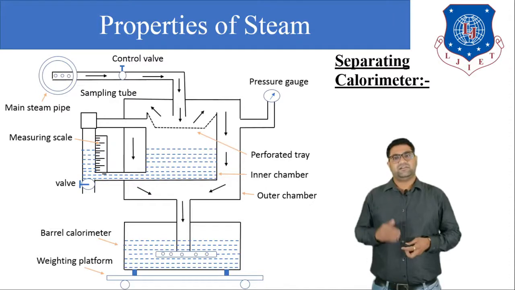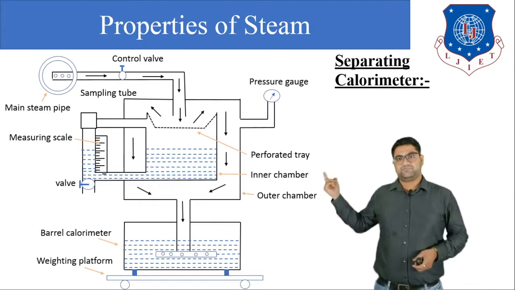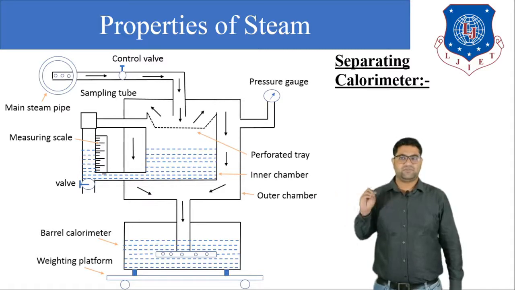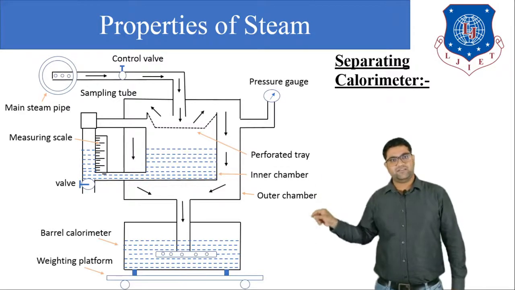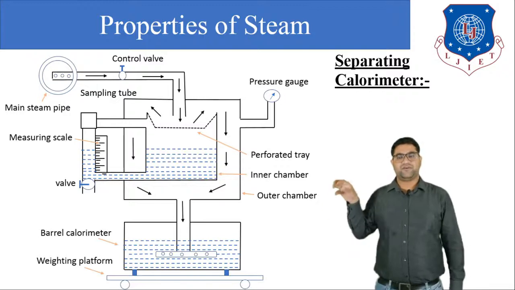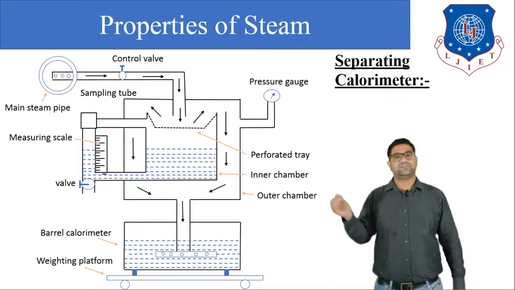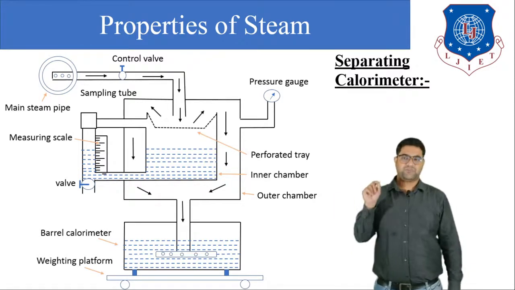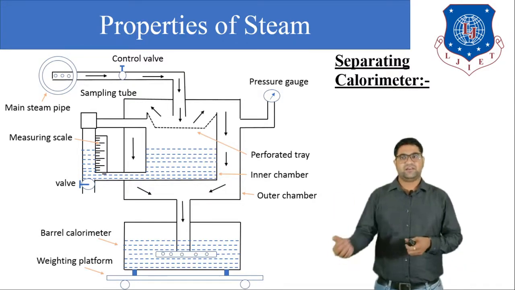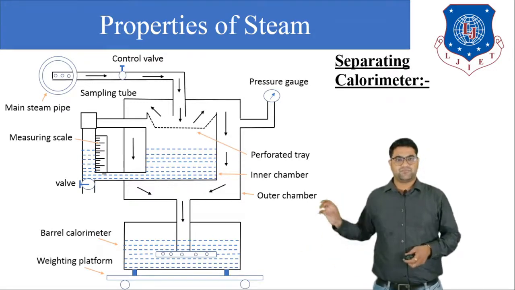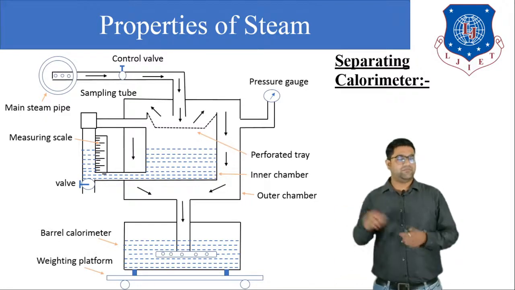After that, around the perforated tray there is the inner chamber and second the outer chamber. Next, on the left hand side of the perforated tray there is a measuring scale and a water level indicator. With the help of the measuring scale and the water level indicator we can understand how much water is present in the inner chamber. Next, at the bottom you can see there is a barrel calorimeter, one tray and the weighing platform.